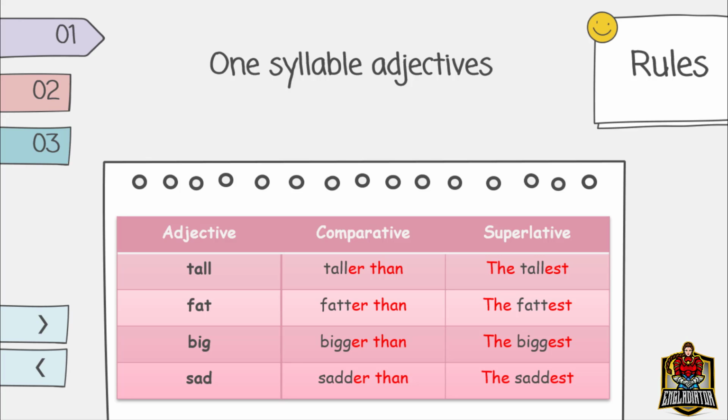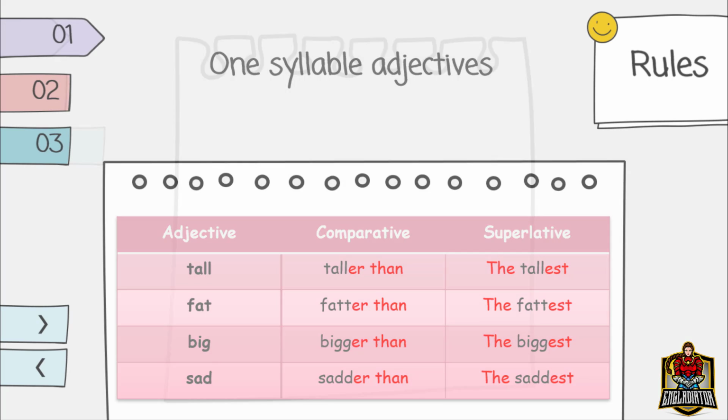Fat will be fatter than in the comparative form by doubling the T, and the fattest in the superlative form. Big will be bigger than and the biggest. The adjective sad will be sadder than and the saddest.